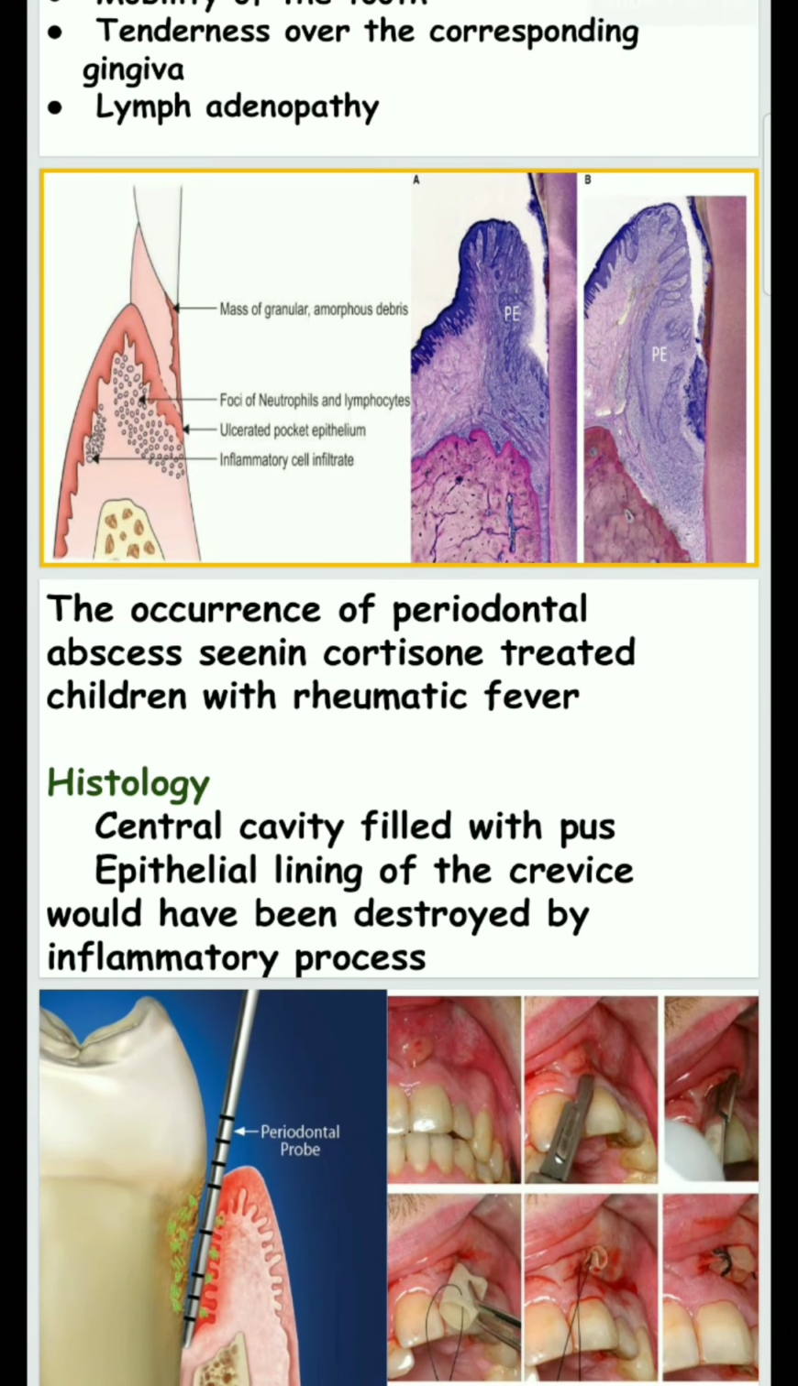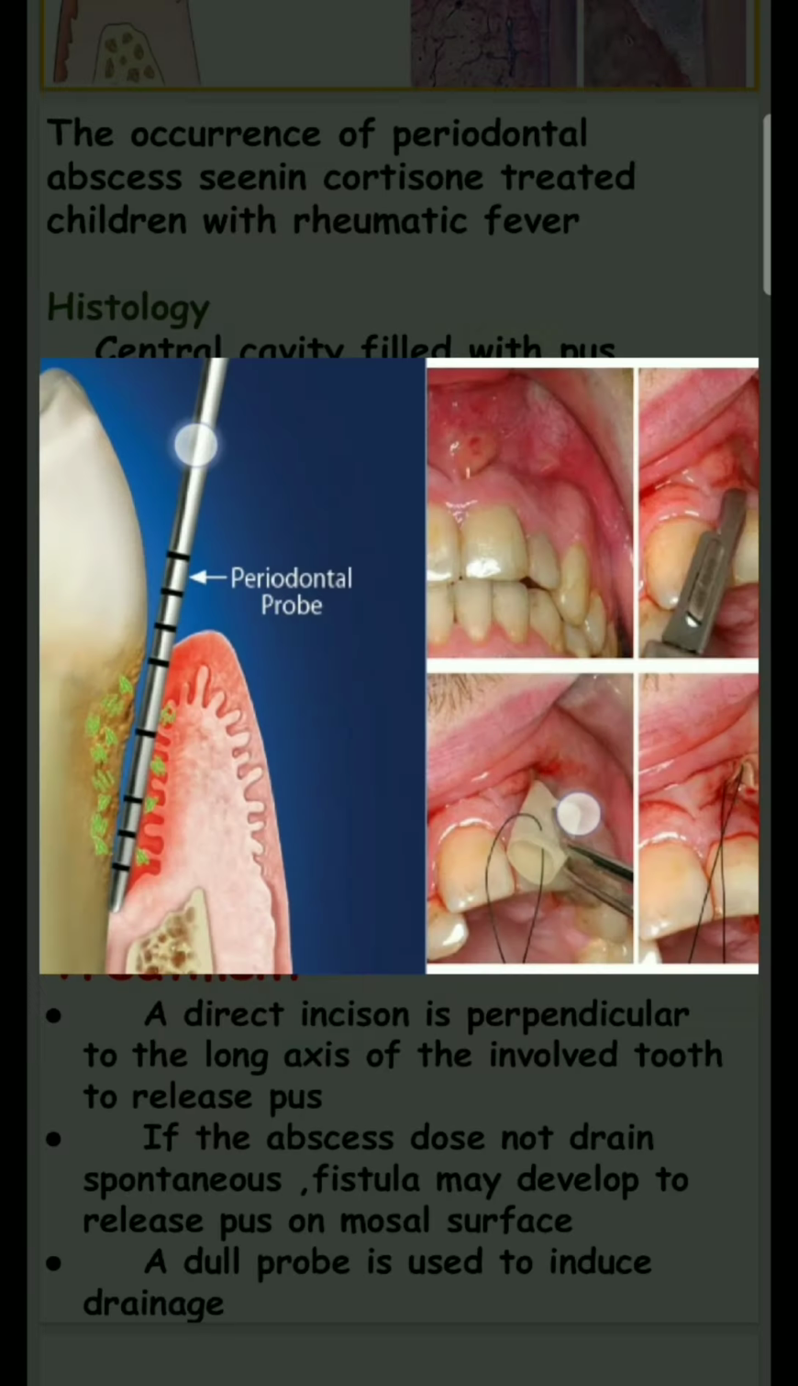The occurrence of periodontal abscess is mostly seen in cortisone-treated children having rheumatic fever. Children with rheumatic fever who are treated with cortisone get periodontal abscess, because cortisone stimulates osteoclastic activity, or osteoporosis activity. As a result, the depth of the periodontal pocket increases, so bacteria easily accumulate and form the lateral periodontal abscess.